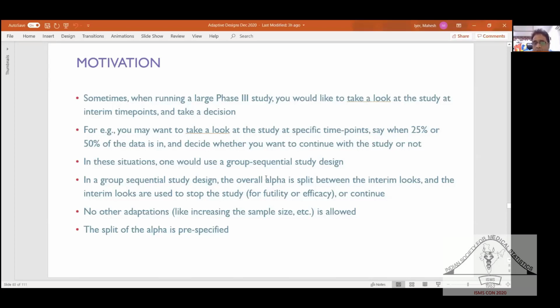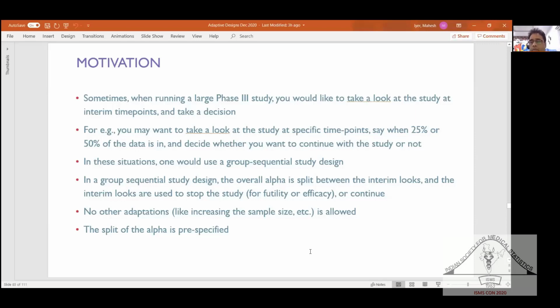Now how do you split this alpha? Now we learned Bonferroni, and it said, I'm going to do 4 tests. I'm going to look at it at 250, at 500, at 750, and then at final. So I'll take my 0.05 and I'll split it 4 ways. So I'll do each one at 0.0125. Each look I will test. Yeah, that's one way of doing it.